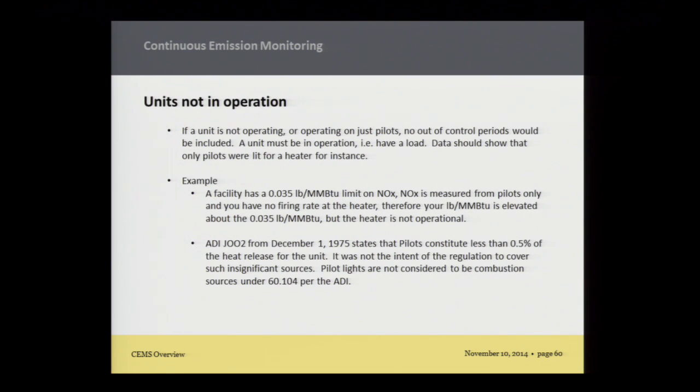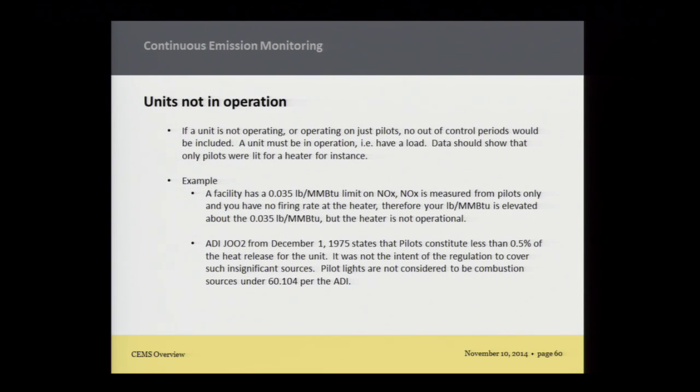So we go all the way back to 1975 in an ADI that says that pilots constitute less than 0.5% of the heat release for a unit, and therefore it was not the intent of the regulation to cover such insignificant sources. Pilot lights are not considered to be combustion sources per 60.104 per the ADI, which would mean that if you're not in operation and you failed a 2 or a 4 times, I wouldn't count that as an out of control period.